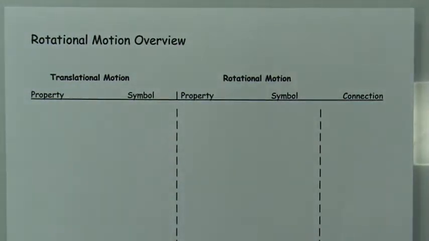Okay, so in this video we're going to look at rotational motion, and before we get into the individual details, let's take an overview of the idea of trying to look at the motion of an object in terms of translational motion, which means along a straight line, compared to a rotational way of thinking about it.